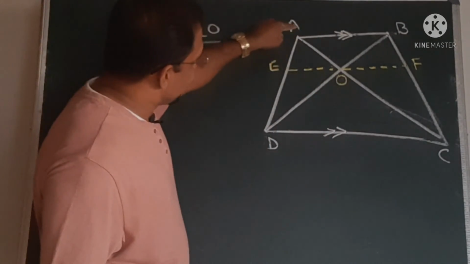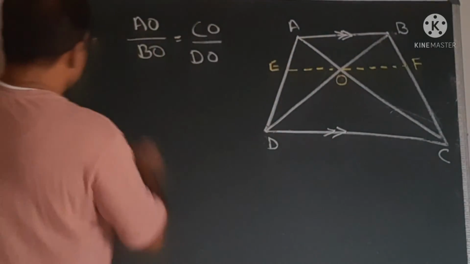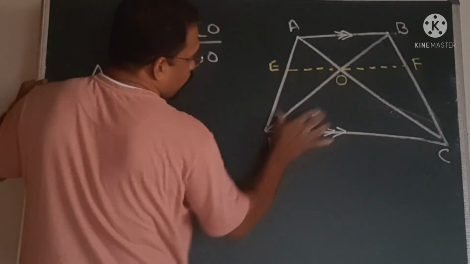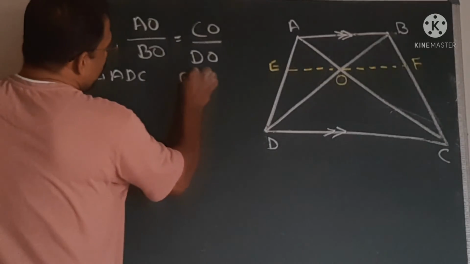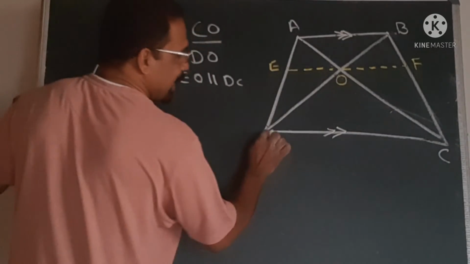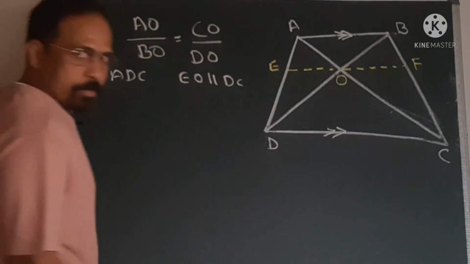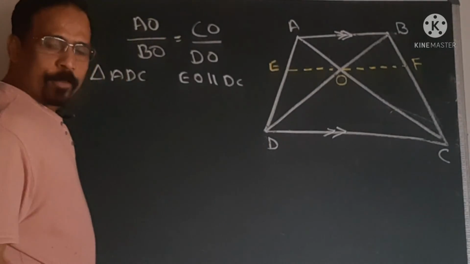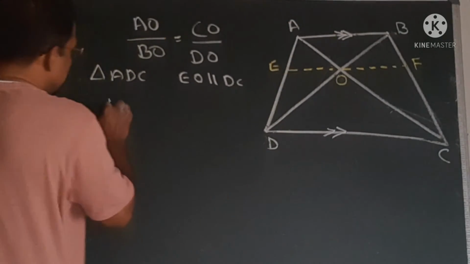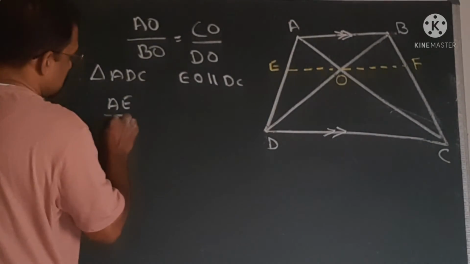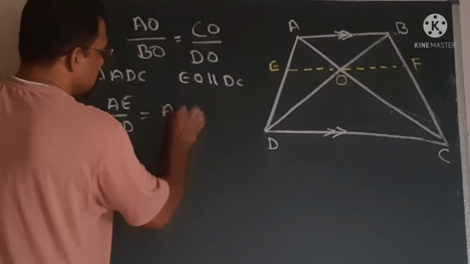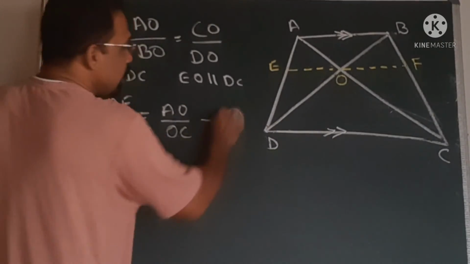Now consider this triangle, triangle ADC. So in triangle ADC, EO is parallel to DC, because we have drawn a line EF such that this line is parallel to DC. Then we can apply the basic proportionality theorem. That means AE by ED is equal to AO by OC. Let it be equation number 1.